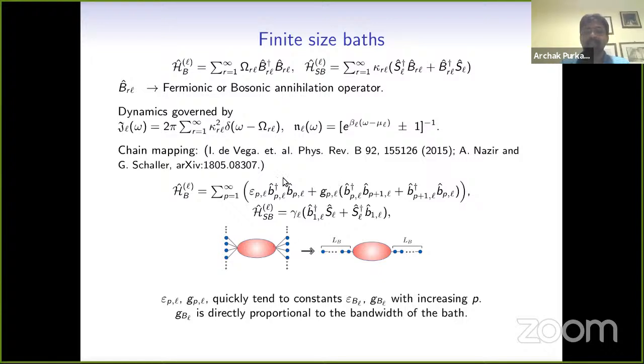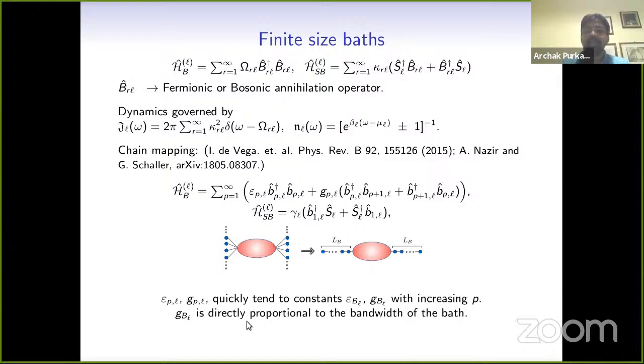Now the spectral function is encoded in these things, and typically what happens is that these things quickly tend to constants, and then this constant is directly proportional to the bandwidth of the bath. So there is one catch here. You have to have a finite hard bandwidth. Any physical bath will have some bandwidth or some cutoff. But if you do not have a finite cutoff, say you have an exponential cutoff or something like that, you can put a finite cutoff which is much larger than the exponential cutoff if you want. So you can always do this.